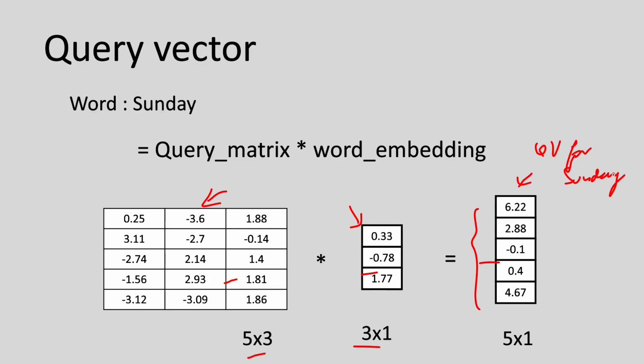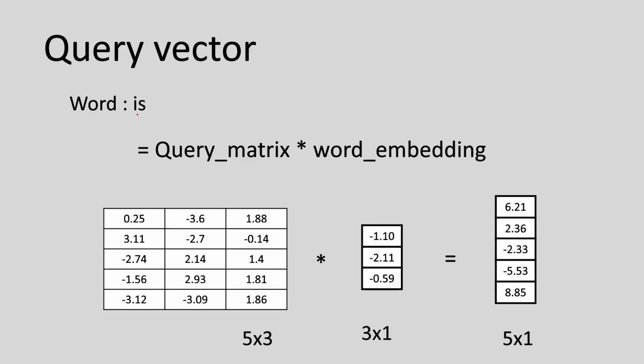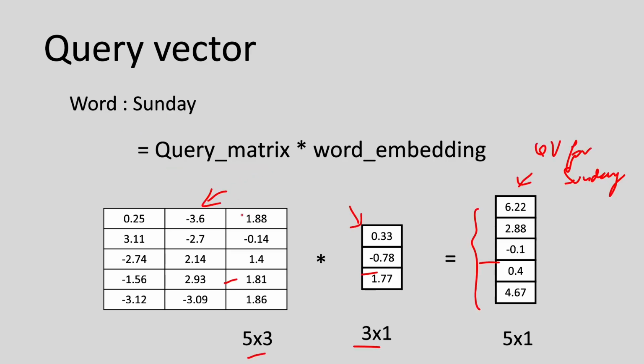Can't we do the same thing for other words? Yes, we can do that. We'll take the word "is", and we are going to use the same query matrix which we have already used.